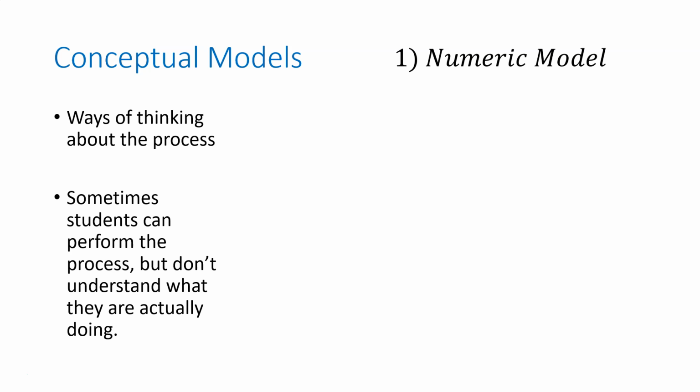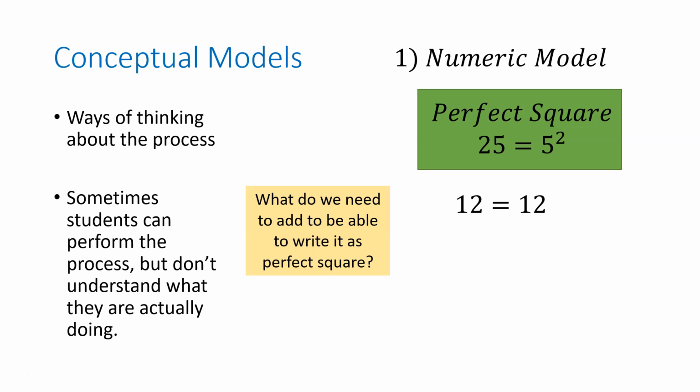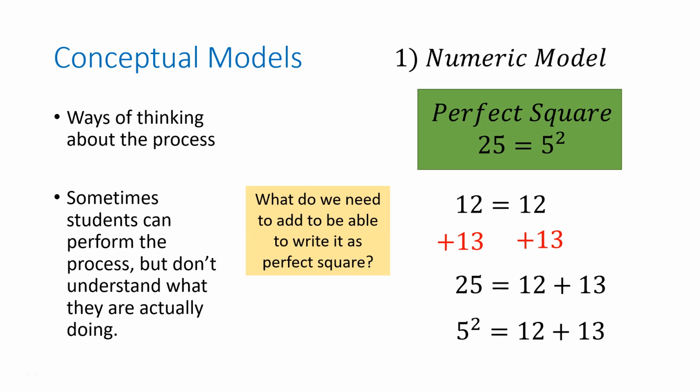Numbers are often useful to make ideas more concrete. 25 is a perfect square because it can be written as 5 squared. If we have 12, written in an equation, 12 equals 12, what would we need to add to write this number as a perfect square? We add 13 to both sides to keep the equation balanced, but only evaluate it on the left-hand side. We get 25 equals 12 plus 13. 25 can then be written as 5 squared, so adding 13 allowed us to write the left-hand side as a perfect square.